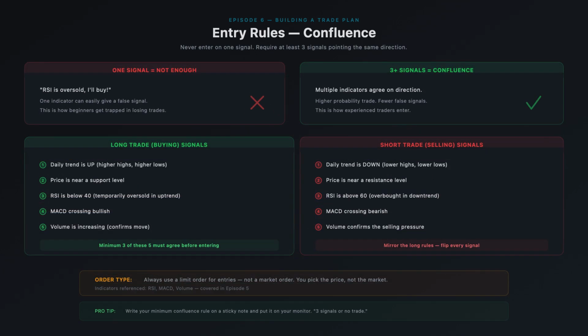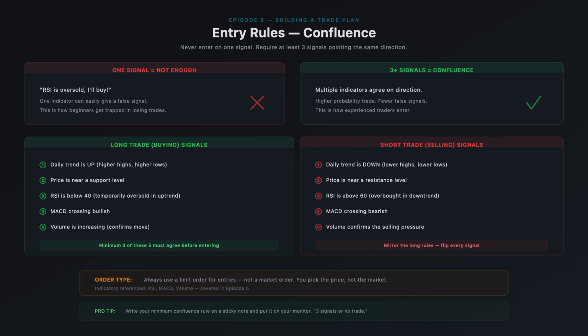Now let's talk about when to actually enter a trade. The number one mistake beginners make is entering on one signal. They see RSI is oversold and they buy. Or MACD crosses over and they jump in. One indicator is not enough. You need confluence. That means multiple signals pointing in the same direction.